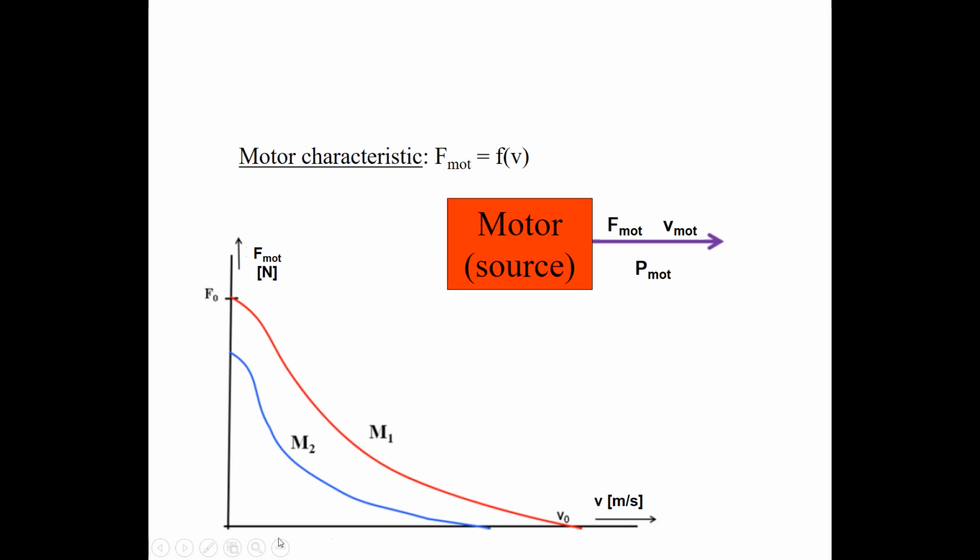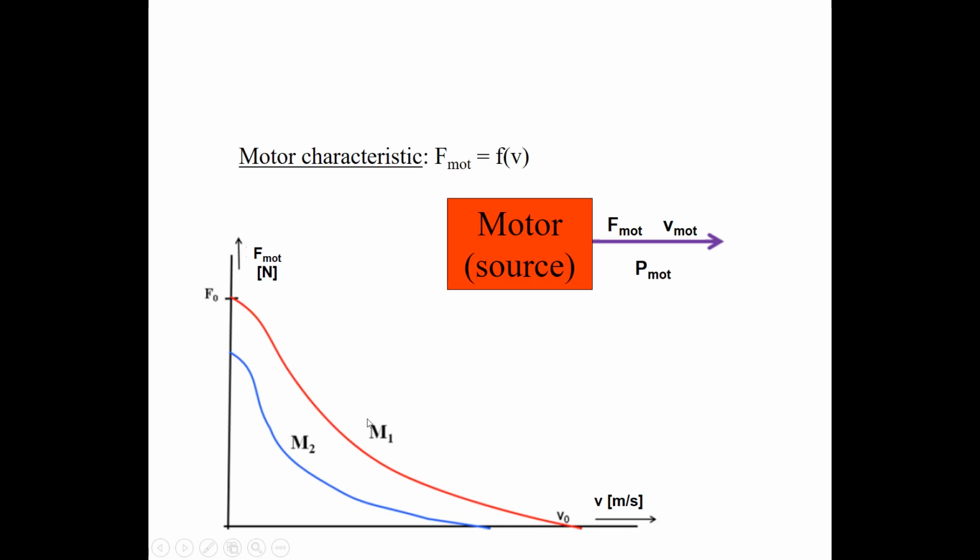In this plot, I've drawn a motor characteristic. On the horizontal axis, we have the motor speed V in meters per second, and on the vertical axis, we have the motor force in Newtons. It's a typical motor characteristic because it starts off with a high force at the intersection point with the vertical axis, so at speed 0. When the speed increases, the motor force decreases until we reach the maximum motor speed V0 at a motor force equal to 0, the intersection point with the horizontal axis.